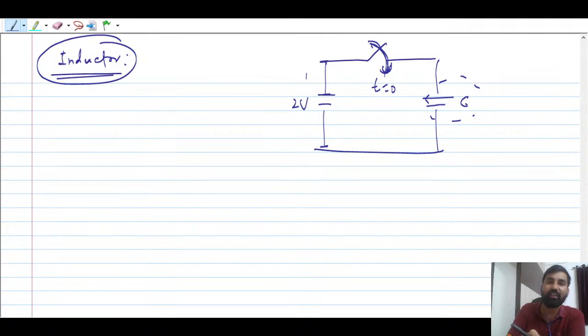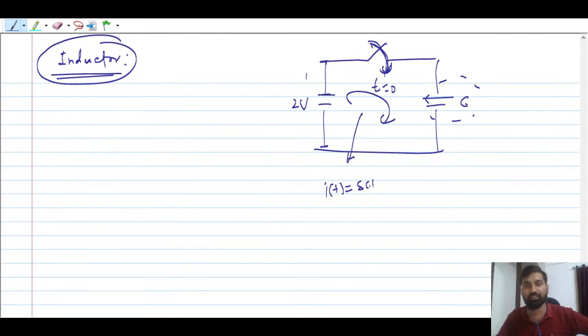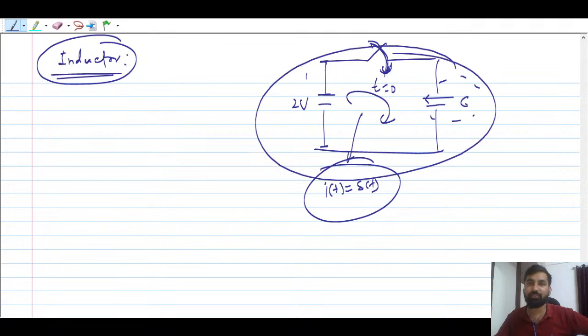Because KVL is going to get violated if you think that until the infinite current flows, I'm not going to change. You have to make the current flow infinite here, like it should be delta t so that it will be okay, otherwise KVL gets violated, okay?